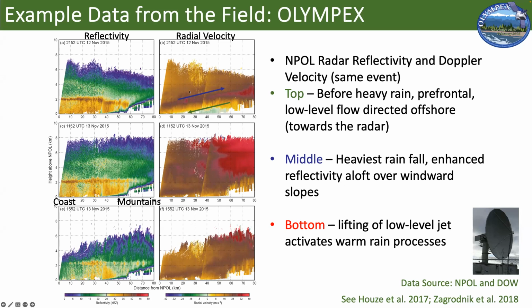It's only the arrow over the top that's going towards it. But then later, we had all the air going towards the mountains, and that's what the air is being lifted and creating those small drops. So that's written in this article here, Zagrodnik et al. You can see more if you want when you go there.